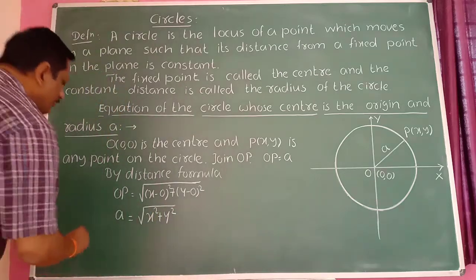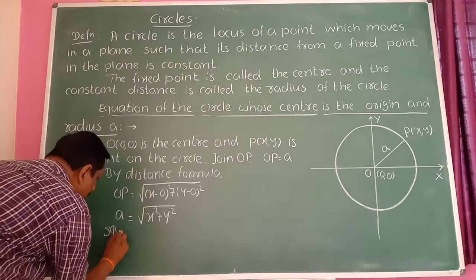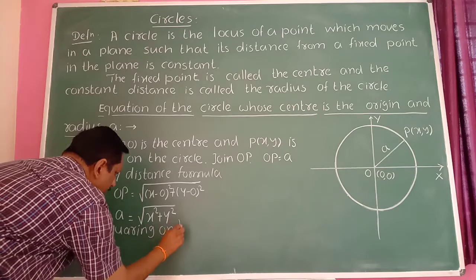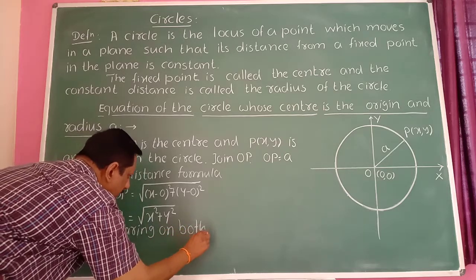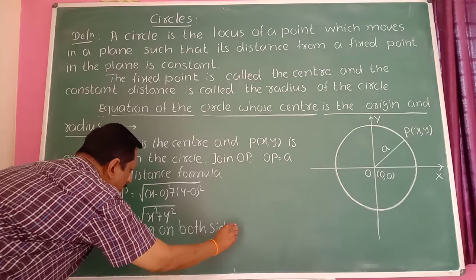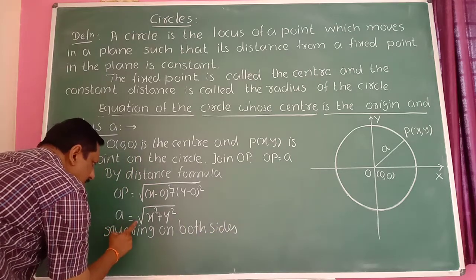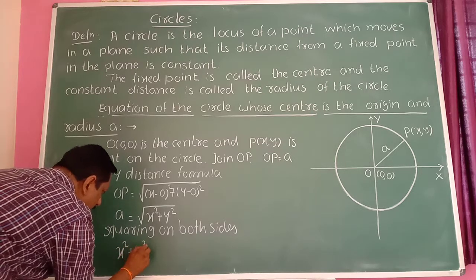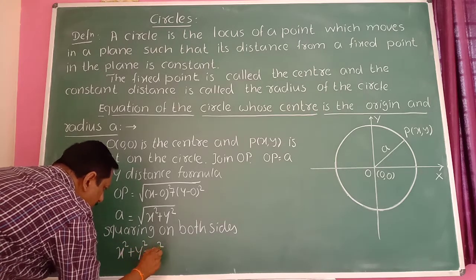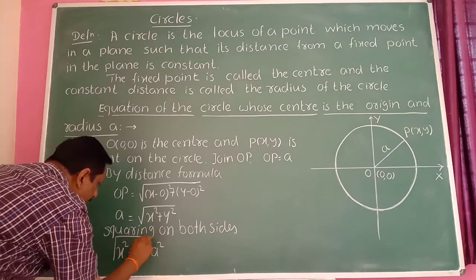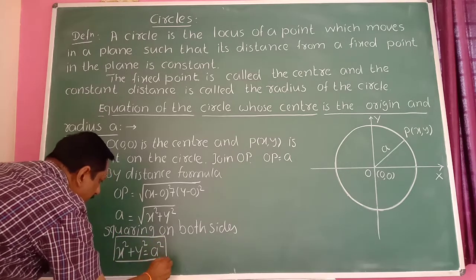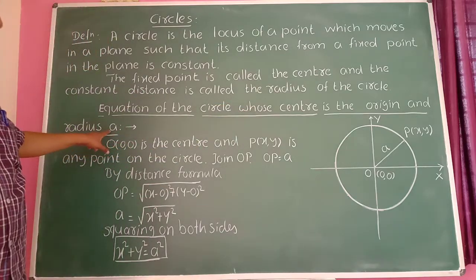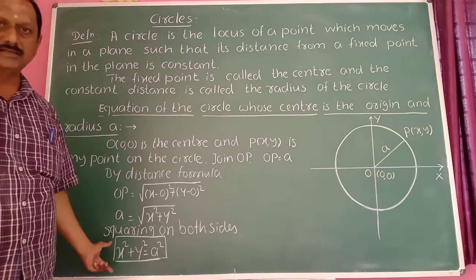Therefore, squaring on both sides, the square and the square root cancel. Then you can write x square plus y square is equal to a square. So this is the equation of the circle whose center is the origin and radius is a. So this is the equation of the circle.